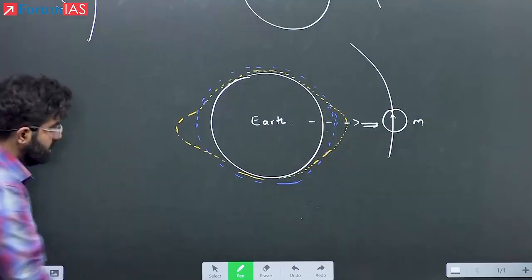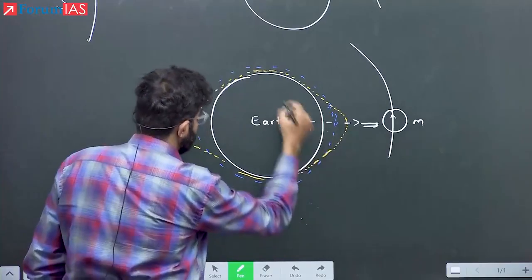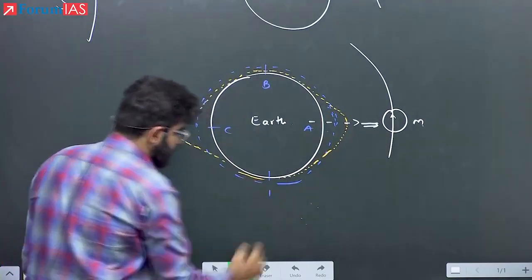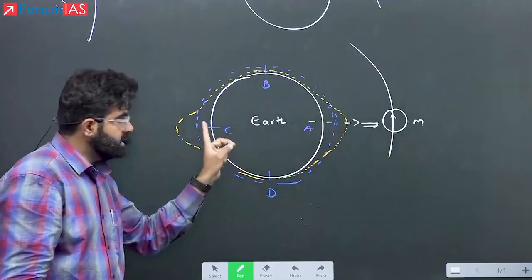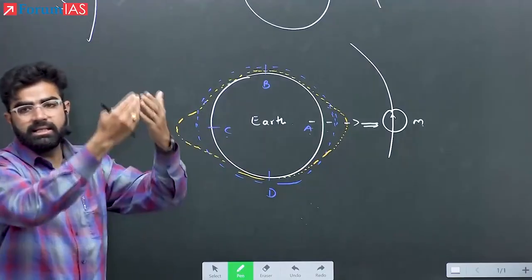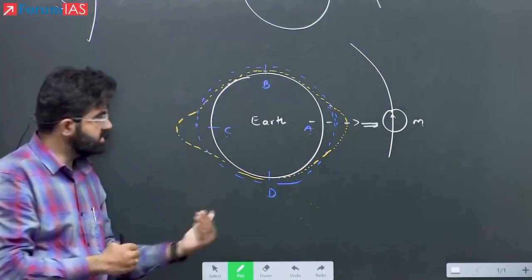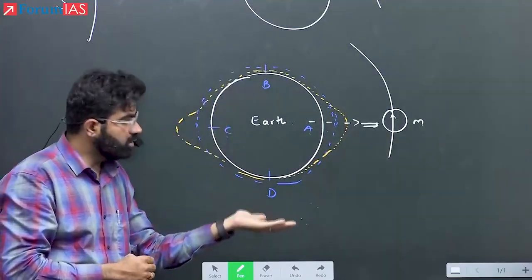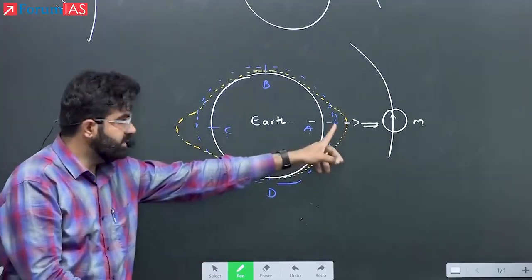So can I say there are 4 points if I see here? One, I'm taking here A, second is B, third is C, and fourth is D. Can I say on points A and C, the tide is increasing in its height? So these are high tide areas. Yes or no? Yes. When the water is increasing its height, when the water is coming from the ocean to the land with height, this is known as high tides.